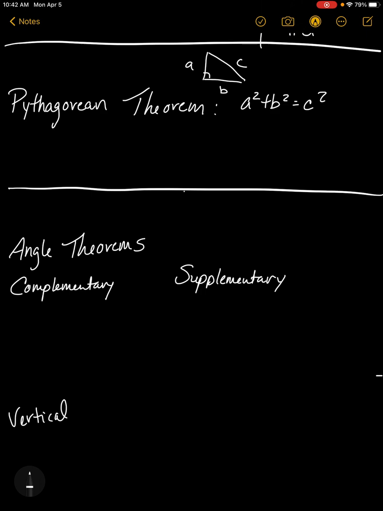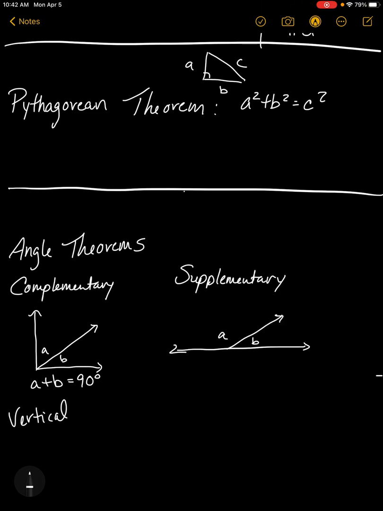Angle theorems, lots of angle theorems that you're going to be using throughout this. Complementary, 2 angles that add up to 90. So something that looks like this, where you have angle A and B. So A plus B equals 90 degrees. Supplementary is the 180. I always remember supplementary is a straight line and complementary is a corner. And so supplementary angles is angle A plus B equals 180. Okay, so if they ask for something supplementary, you just need to take 180 minus the one that they give you.